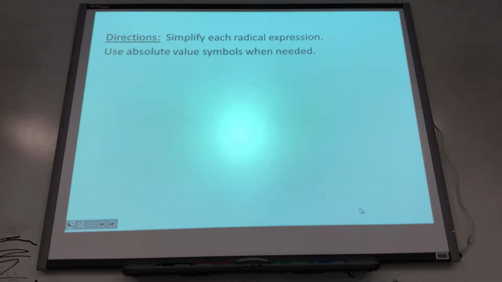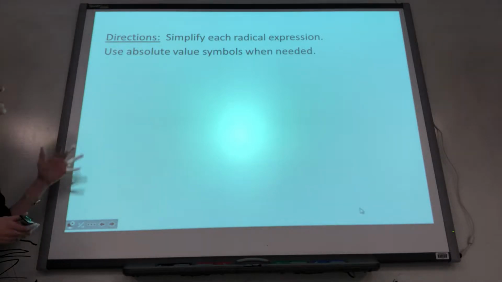I think this is a pretty quick section. I think we just did it in one day. It says simplify each radical expression. Then it says use absolute value symbols when needed. In my opinion, that was probably the hardest part of 6.1, just trying to remember when you need to put absolute value symbols in your answer. So I'm going to review that with you here in just a minute whenever we get there.